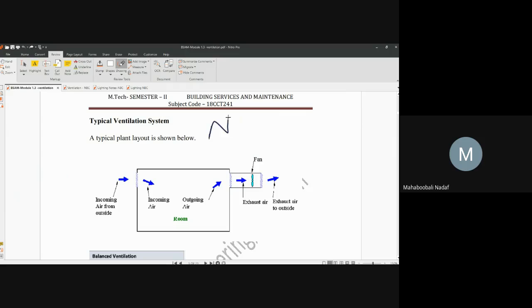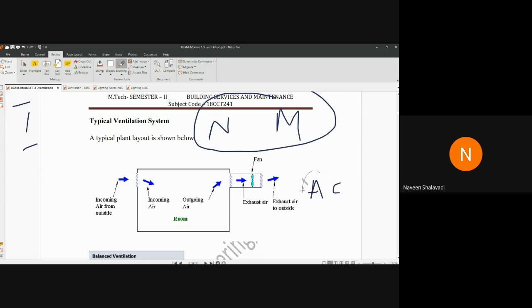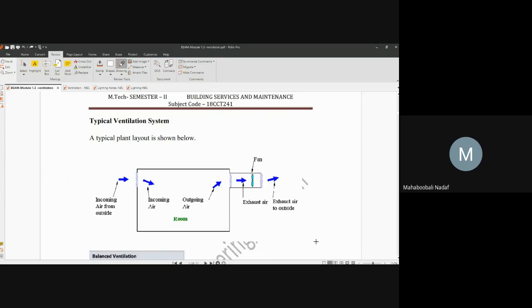So those three things were not present in natural or mechanical ventilation, but in air conditioning it is present, correct? In ACs, yes, you control the temperature, you control the humidity level, you control the dust entry, bacteria entry, all those things are generally controlled. So that is what we call air conditioning. You are altering the condition or quality of air. Here in natural and mechanical, you are just controlling the rate of flow.